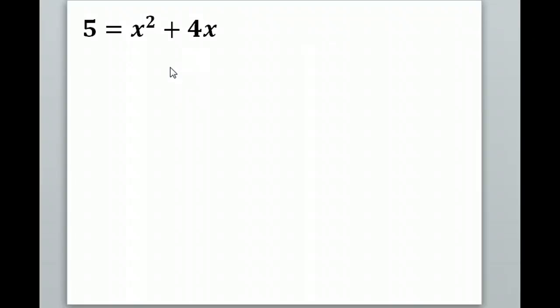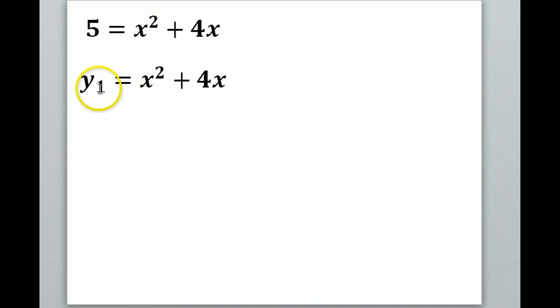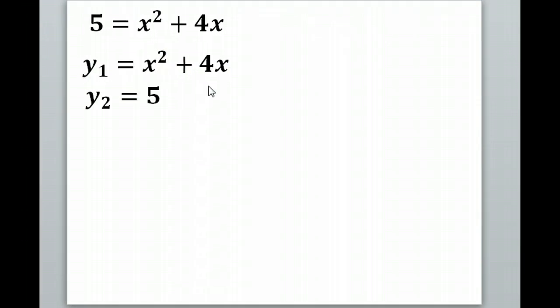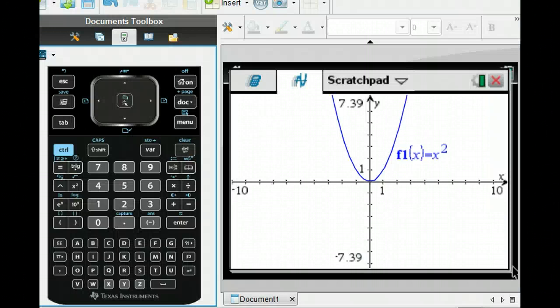So what we want to do here is take this equation and enter it into our Nspire, but we're going to enter it in as two separate equations. I say y1 here, but on the Nspire it'll probably be f1 of x, and then for your x squared plus 4x, and then we're going to enter in a second one of y equals 5. So let's bring our Nspire in.